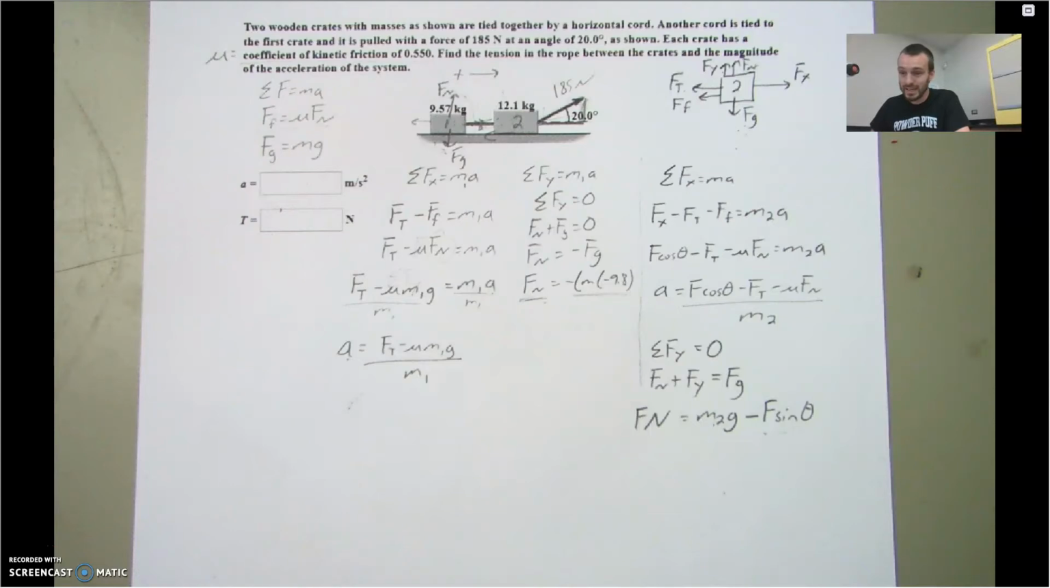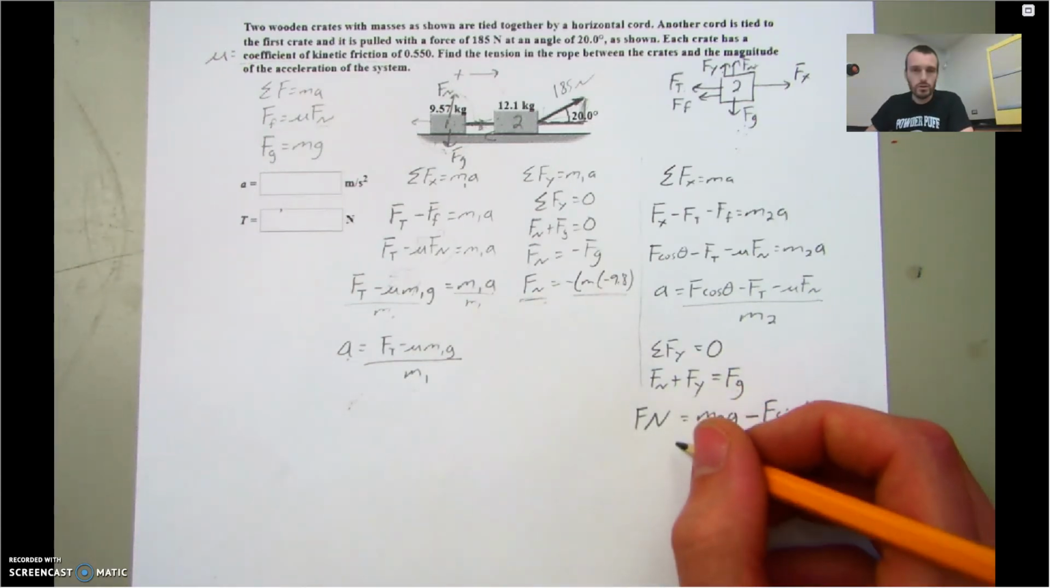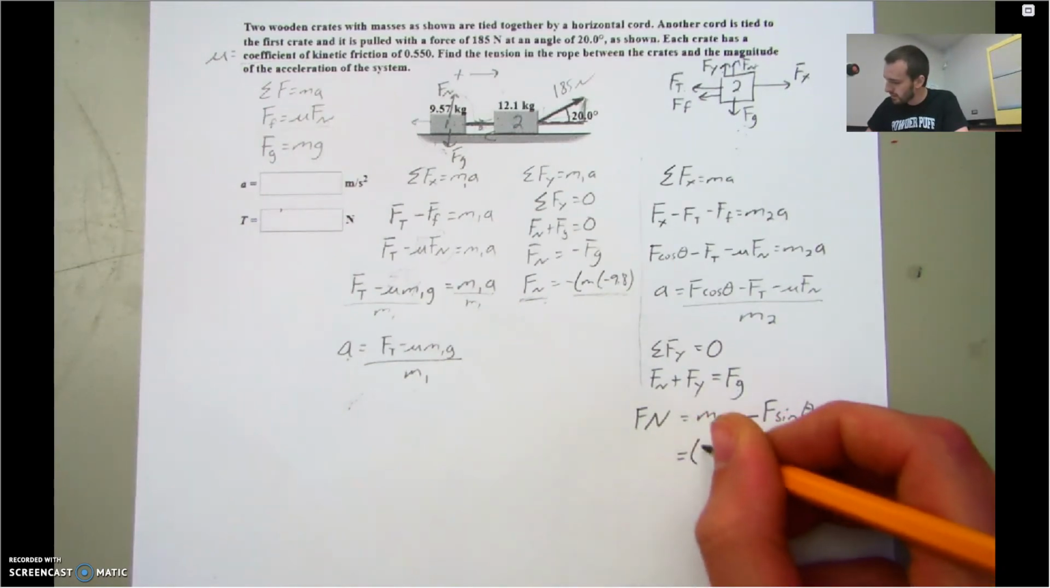Now, I hope you just got excited because, as you can see, we actually can numerically figure out what the normal force is on block 2. We couldn't necessarily do that. Actually, we could have done that over here, but we didn't yet. So let's go ahead and throw some numbers in here. M2 is going to be 12.1.